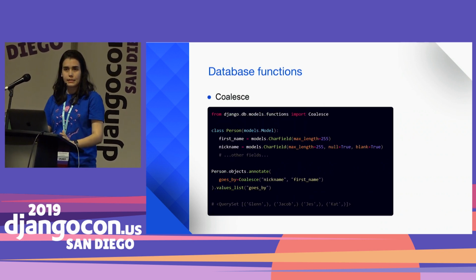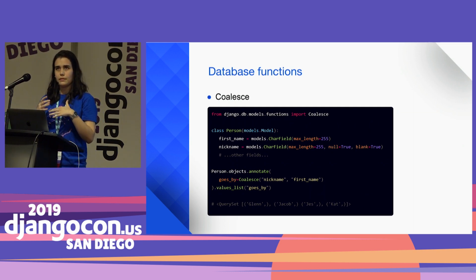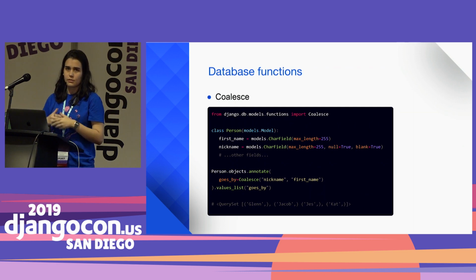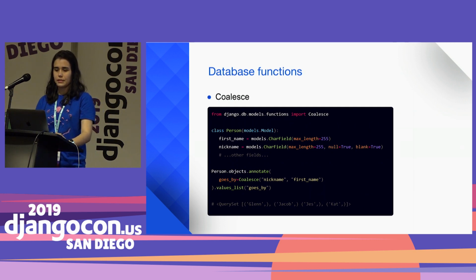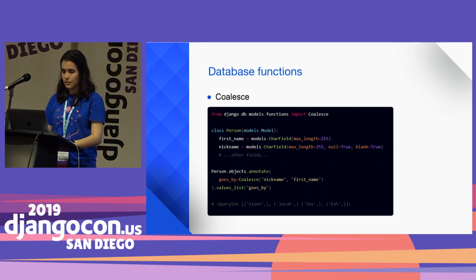And another great example is a database function called Coalesce. It returns the first non-null value given at least two field names. For example, our person model has a nickname field, and if they have one, I want to show it. And if they don't, I want to just show the first name. And that works, but there's a pitfall. As I said, Coalesce returns the first non-null value. If anyone has, for some reason, an empty string as a nickname, the annotation will return an empty string. That's not what I want.